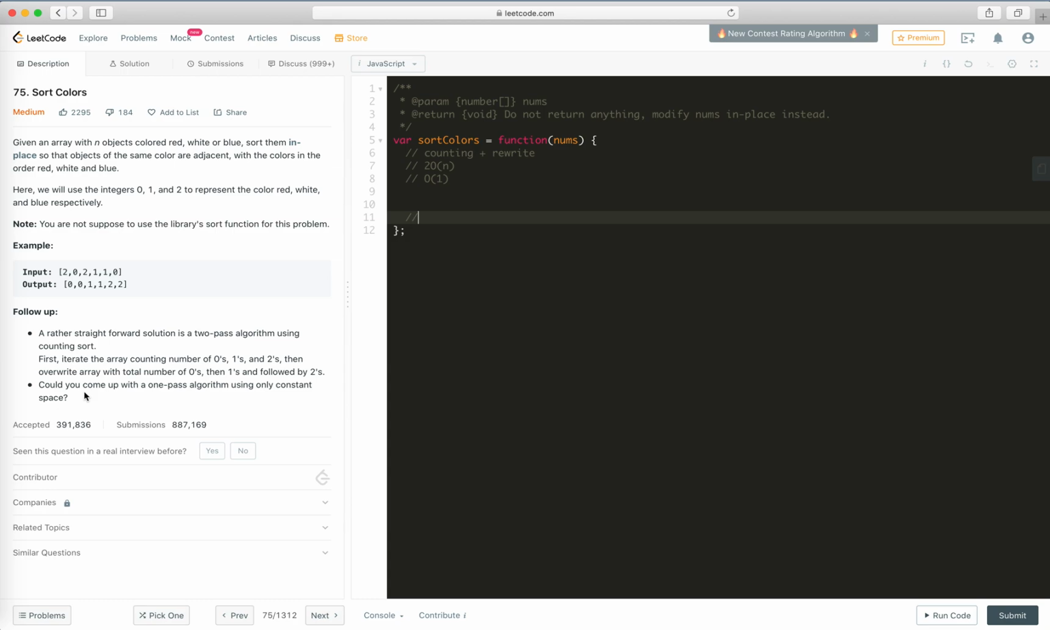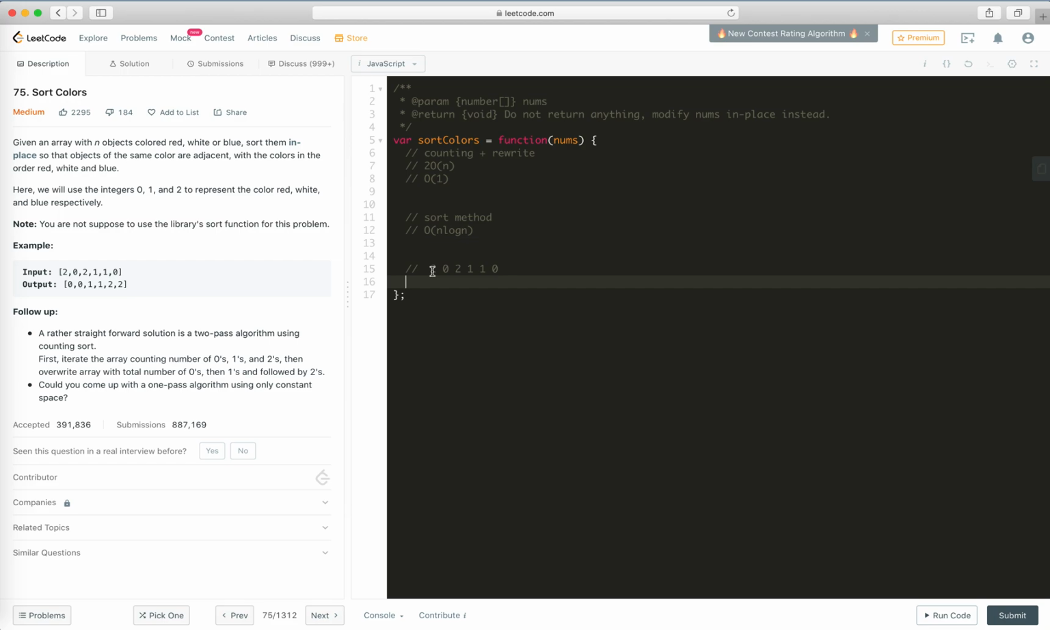First, if we use any sort method, it will result in O(n log n) time complexity, right? So we cannot use that. We will try to find something else. Let's analyze the example 2 0 2 1 1 0.